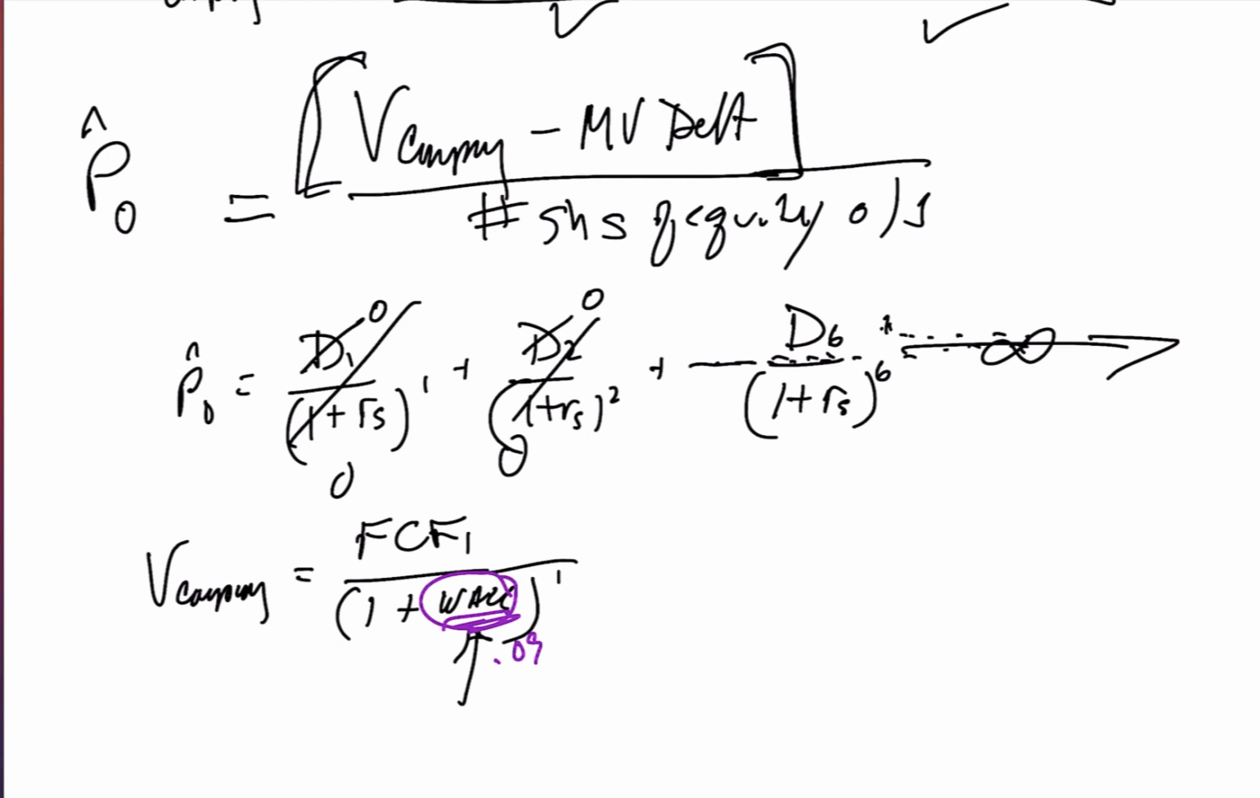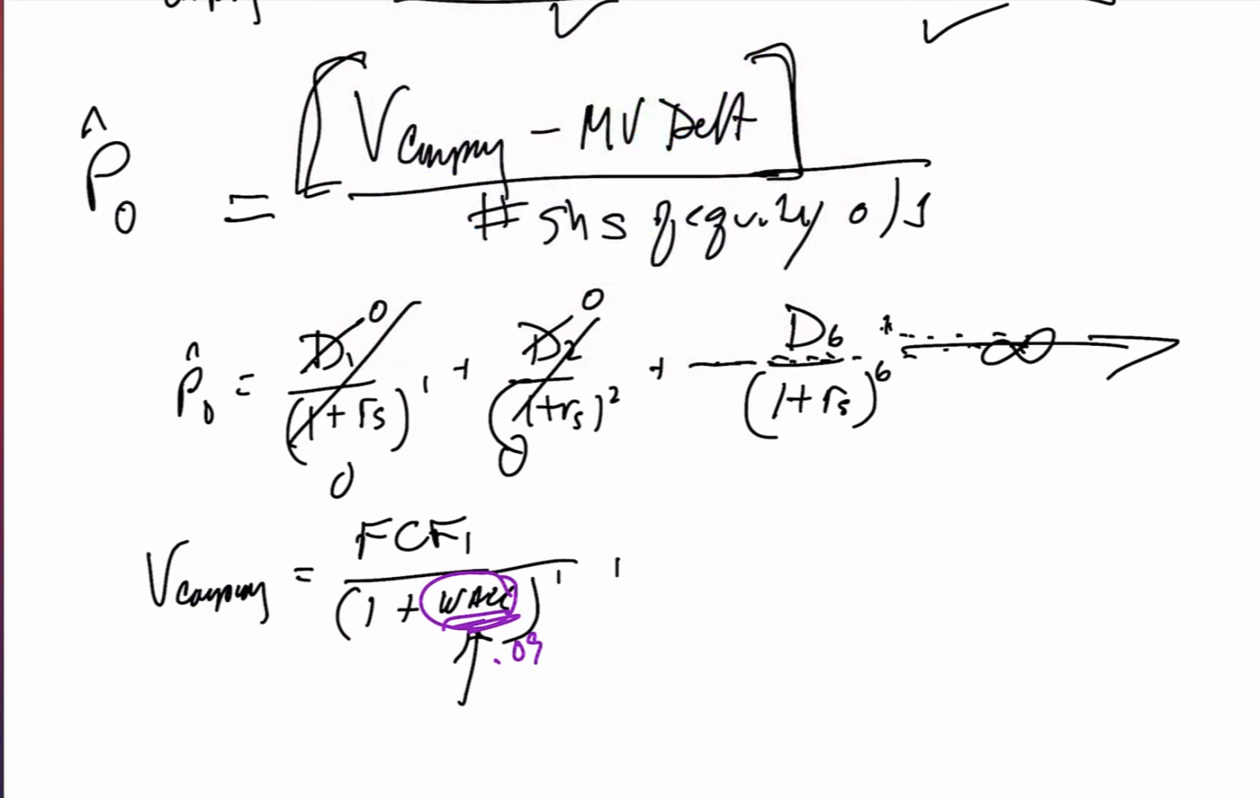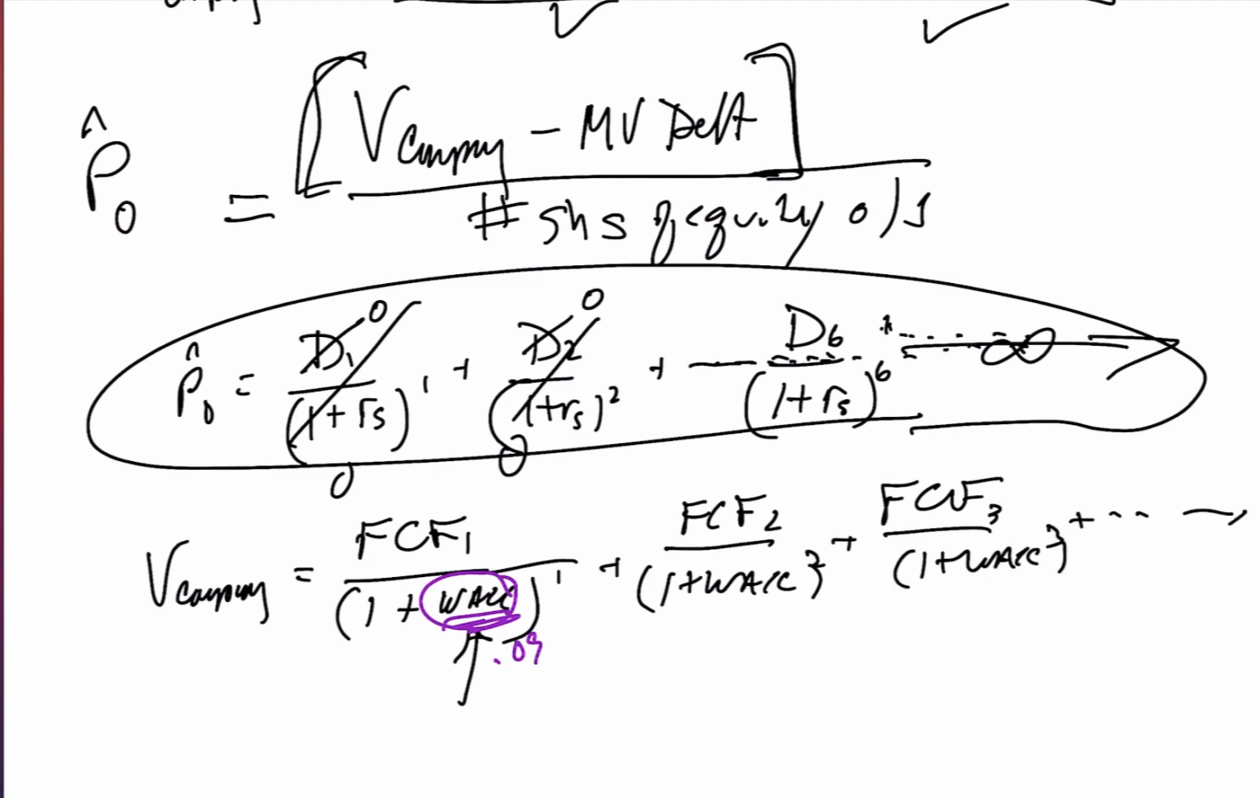So back to the free cash flow model here. If free cash flow grows forever, constantly, like I'm showing you with the dividend discount model, but now it's free cash flow, it's going to be this, all the way out to infinity.